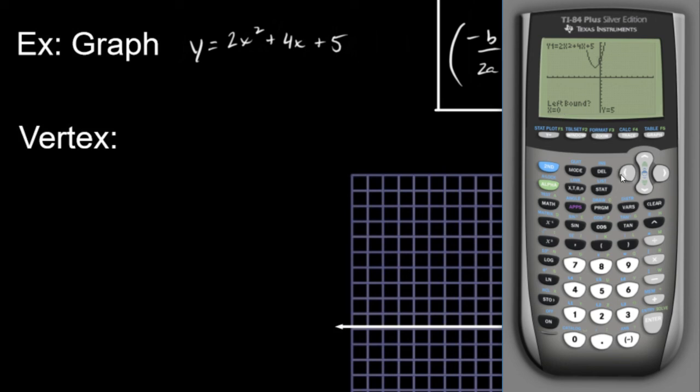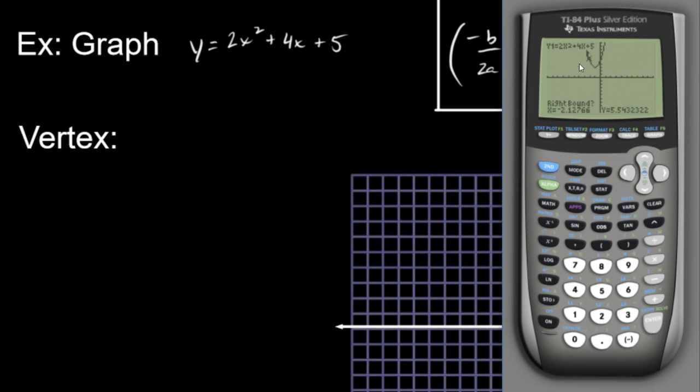What this is wanting, there's this cursor. See how there's this cursor here that I can move left and right on my graph? It is wanting you to go left of this minimum. So left bound means you go left of the minimum. It doesn't matter if you're going up and down, because it's going to follow the curve, but just make sure that this dot is to the left of the minimum. So right now it is to the left of the minimum. So I'm going to press enter.